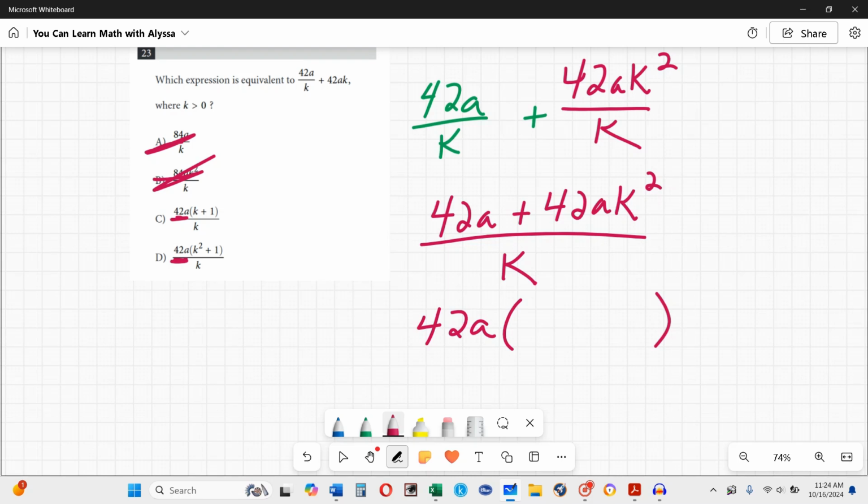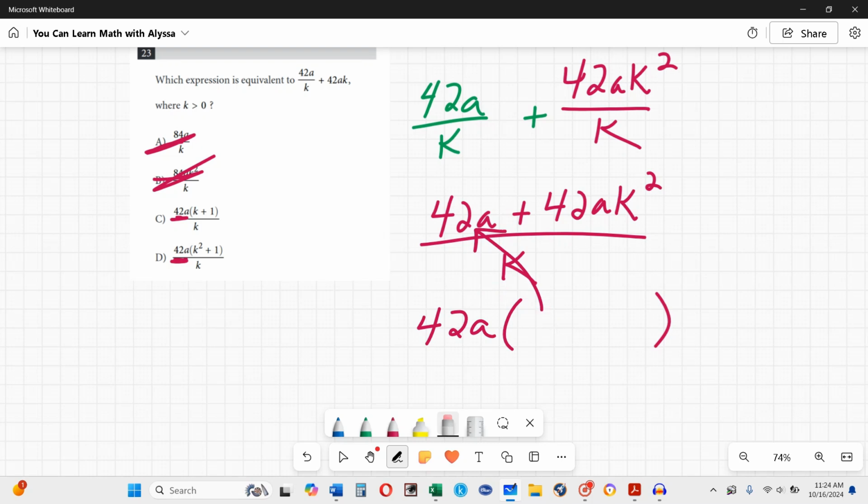Right, so if I take out 42a from this first term, now remember I have to be able to multiply 42a by something here to get back to there. You can't just say I took out 42a so then nothing's left. Nope, we have to be able to multiply back to get the same thing. So what you do in those cases is it's 1 because 42a times 1 equals 42a. Okay, now for the next one, 42ak squared. If I pull out that 42a, what's left is just the k squared. And that is all over k.